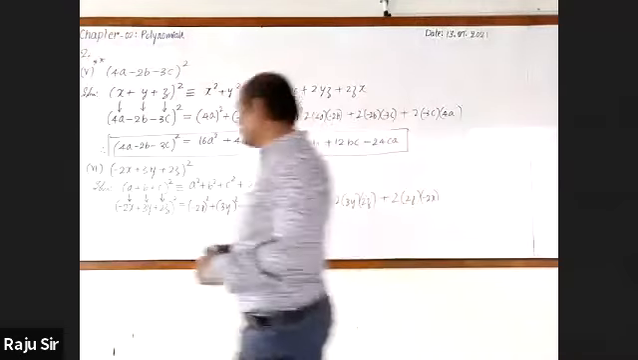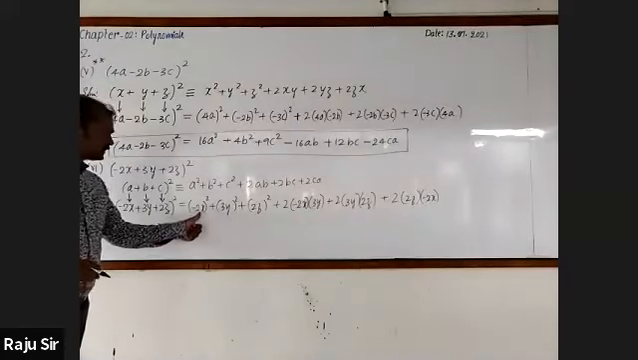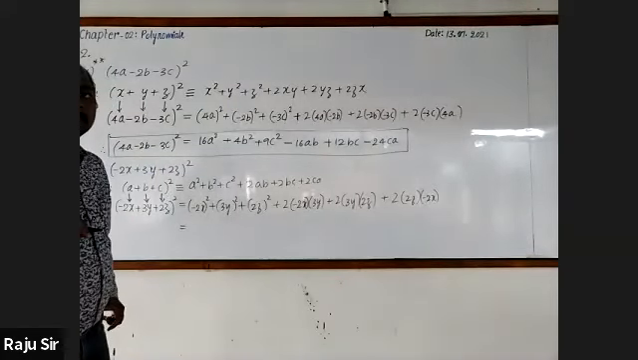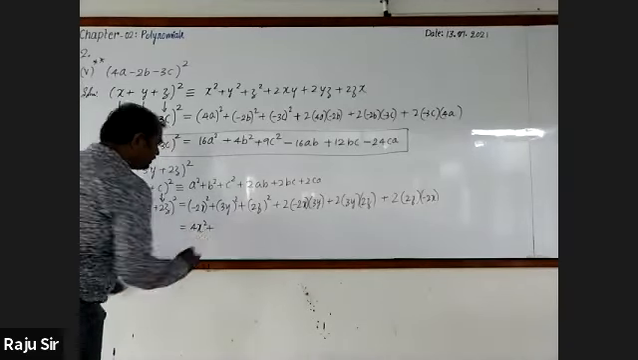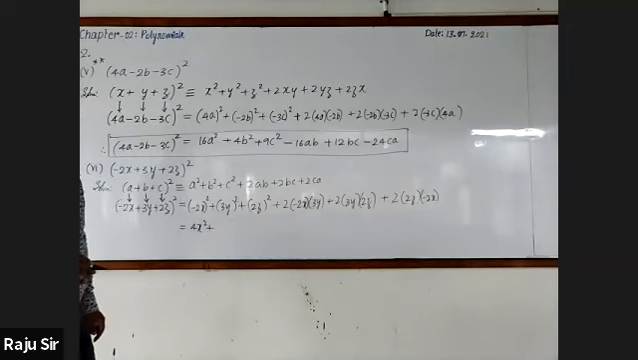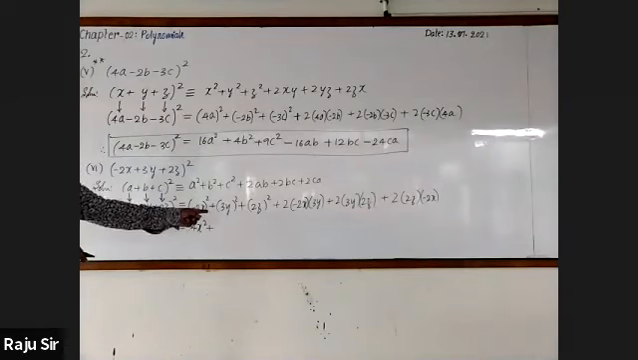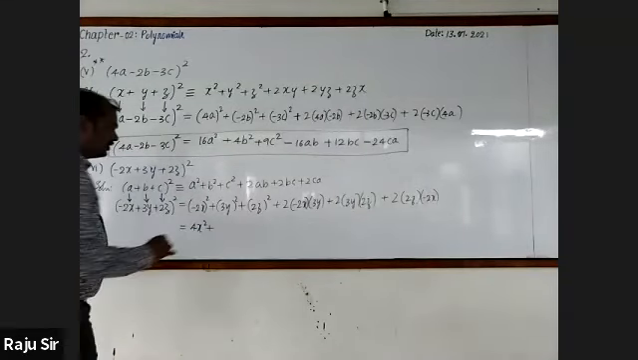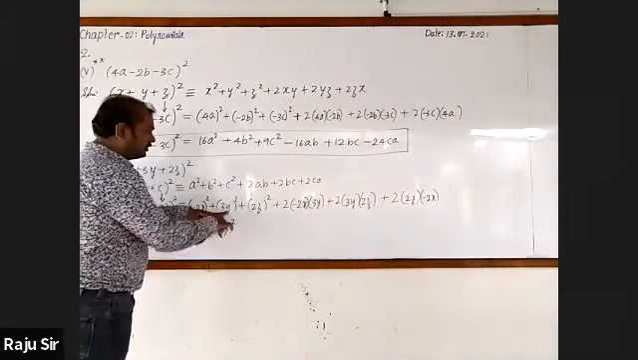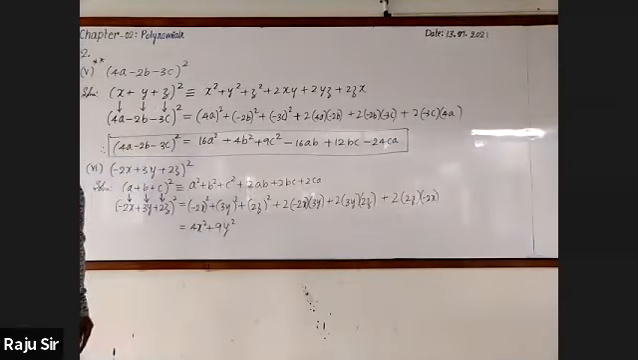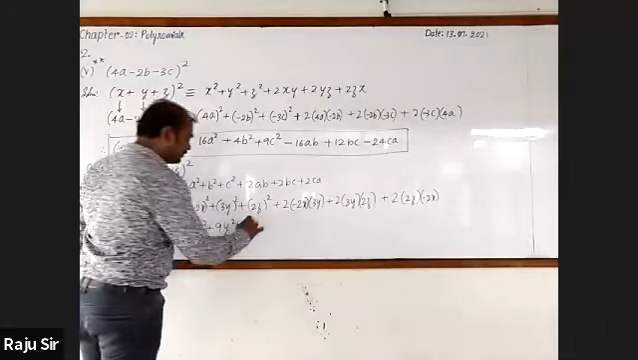Manasa, simplify first. Minus 2x whole square is 4x square. Very good. Tell second term: plus 9y square. The reason is, it is whole square, 3 square is 9. Manasa, you only continue. Third term: plus 4z square. Very good.